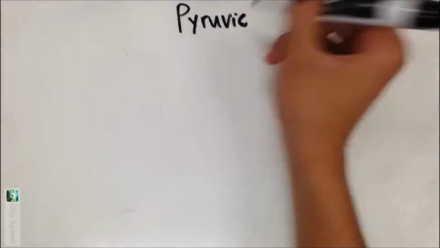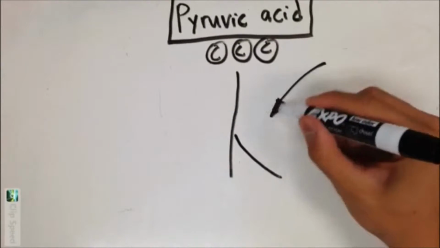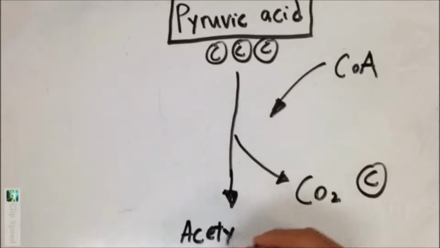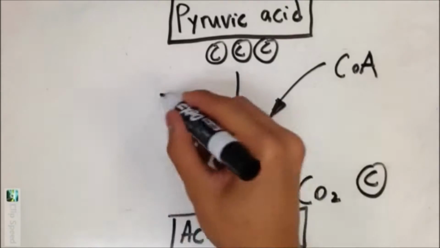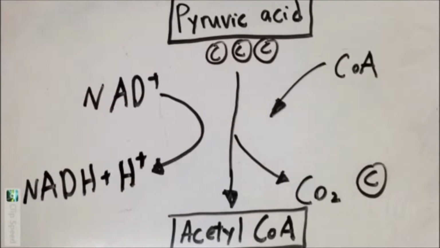So let's jump into some key concepts. The first one being acetyl-coenzyme A. This is the molecule that is created when the pyruvic acid combines with coenzyme A. The reaction does not require oxygen and creates NADH plus H plus 2.